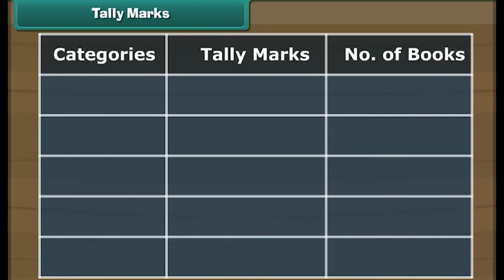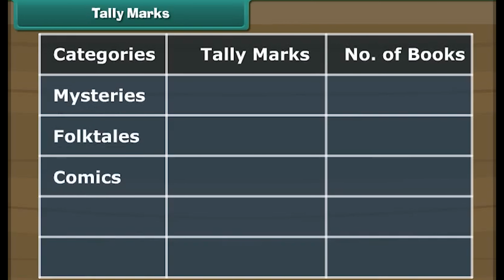Tally marks. Now let us organize Ravi's data with the help of tally marks. Make 3 columns: categories, tally marks and number of books. Write down the 5 different categories under Categories column. Draw a vertical line against the Mysteries category under the Tally Marks column for the first book in the category. Draw a horizontal line for the next book in the same category. Draw a vertical line for the third book in the category.